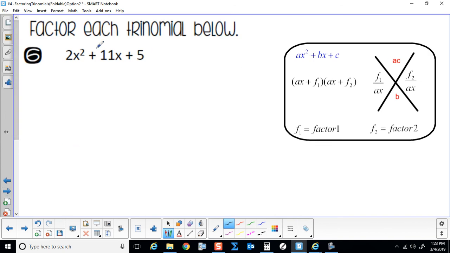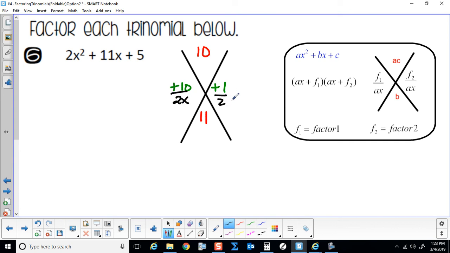All right, number 6, we're going to start with a leading coefficient that's not 1 this time. So it'll be a little more complicated, but we can do it. We're still going to take a times c. A times c is 10, and b is 11. What two factors of 10 add up to 11? And now we're going to divide by ax, which is 2x and 2x. Now we can reduce here, right? That's going to be 5 over x, plus 5 over x. This one we can't reduce. So our factors are x plus 5 and 2x plus 1.